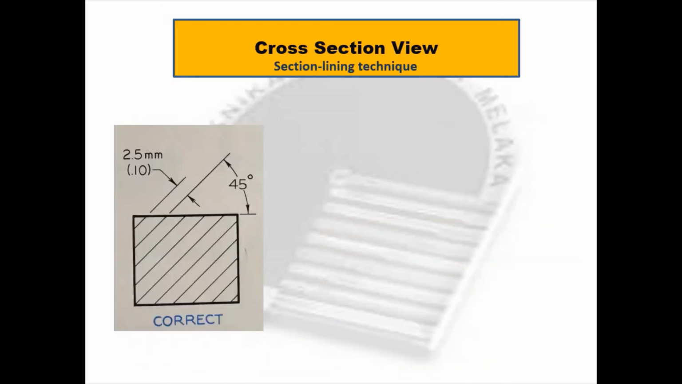A standard cross-section view pattern should be drawn at 45 degrees with 2.5 mm between each line. However, it also depends on the suitability in a layout wherever necessary.